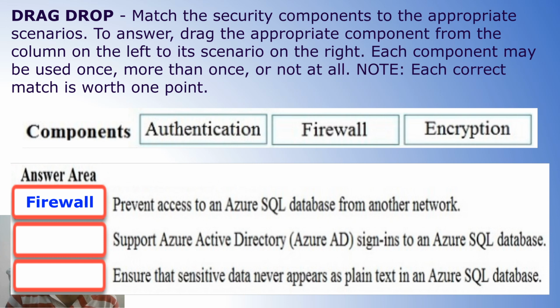In the second scenario, the security component authentication is appropriate for the Azure Active Directory (Azure AD) sign-ins to an Azure SQL database. So the correct option is authentication. In the third scenario, the security component encryption is appropriate to ensure that data never appears as plain text in an Azure SQL database.